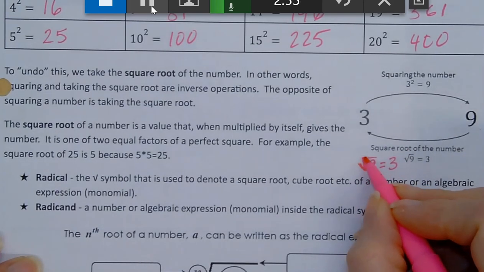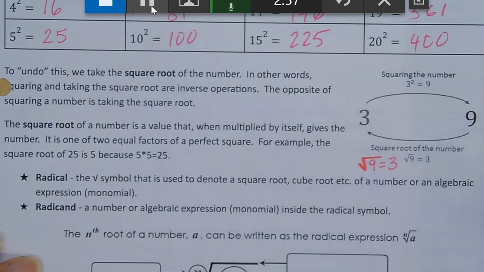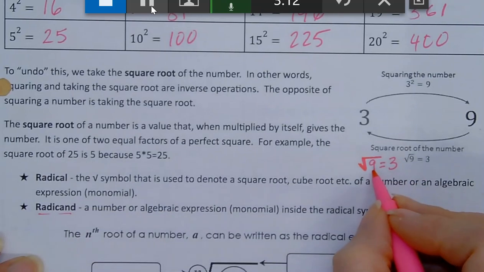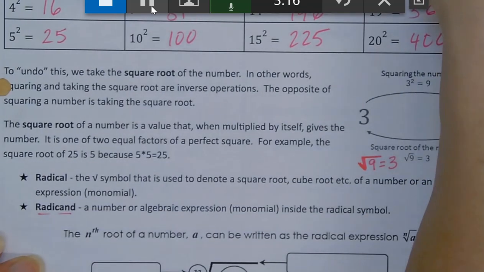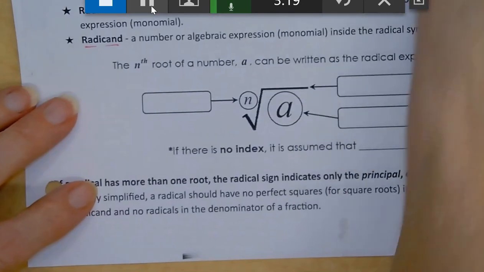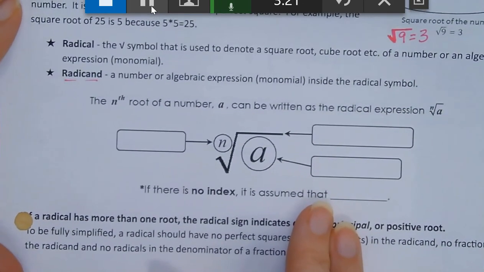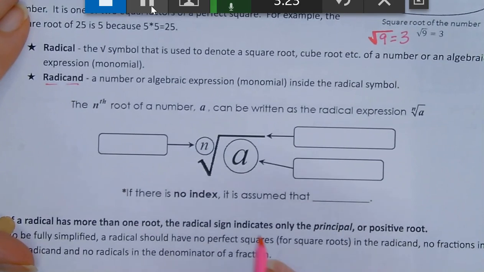I use this little checkbox looking thing. It's called a radical. That's the symbol that I use to show that I'm going to do a square root or a cube root or any root of some number or expression. And the word radicand, right here, that's the number underneath that symbol. Okay, so here's some fancy information about the root of a number.